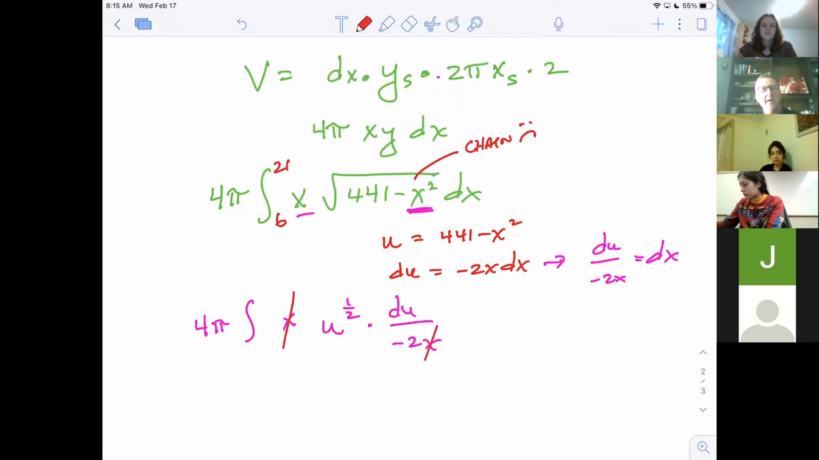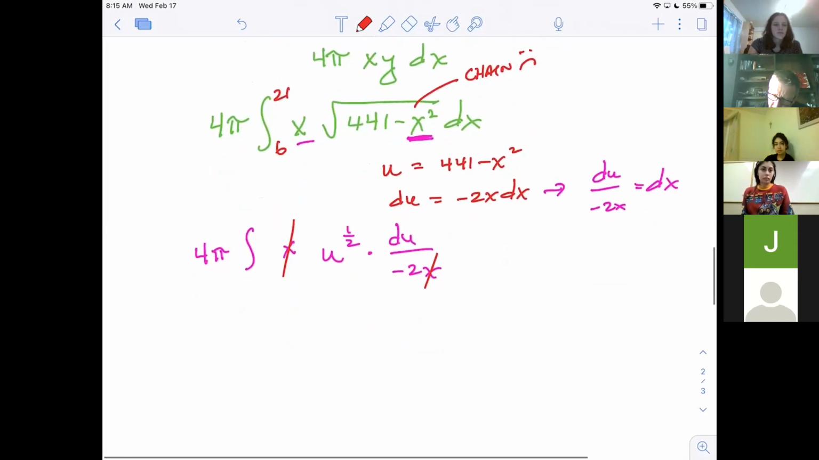And it's like, sweet, those are gone. So I never had to bother to get rid of that other x. It got rid of itself. And so now all of a sudden I just have u to the 1/2. And many of you got this right, and I'm just really impressed. I think that's super cool.